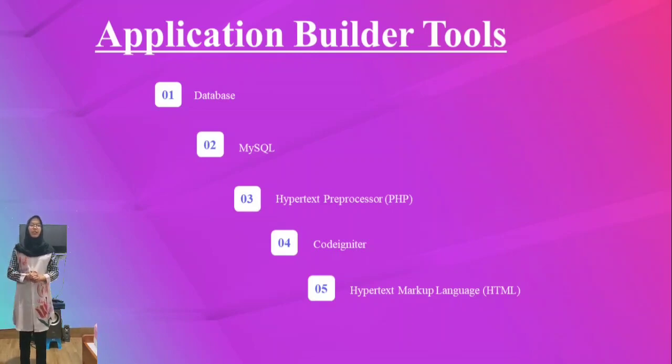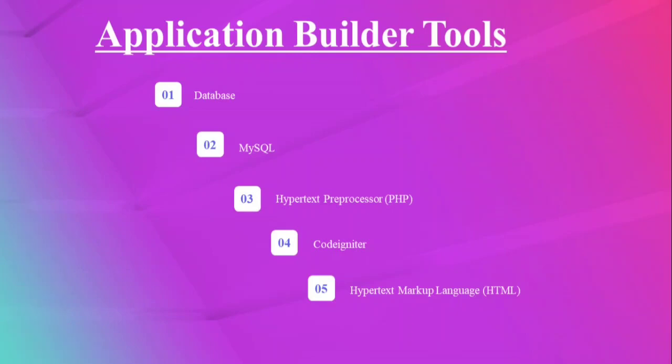Number two is MySQL. MySQL is a database that is often used by leading websites and web application developers. Number three is Hypertext Preprocessor or PHP. PHP is a programming language that is often used for creating web applications run by a server and developing web applications, commonly used in conjunction with HTML.